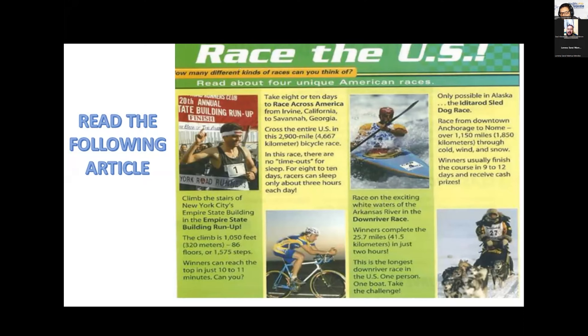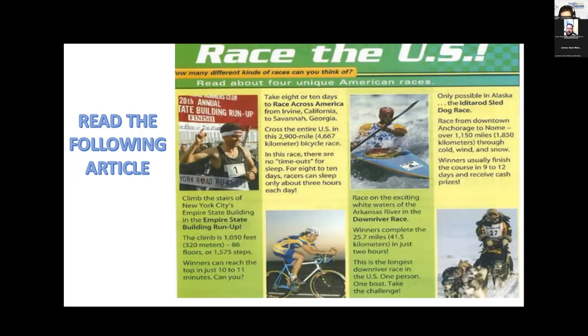Luego viene el tercero, que es the race on the white waters of the Arkansas River, the Down River Race. Winners completed 25.7 miles, 41.5 kilometers in just 2 hours. This is the longest down river race in the U.S. One person on a boat takes the challenge.